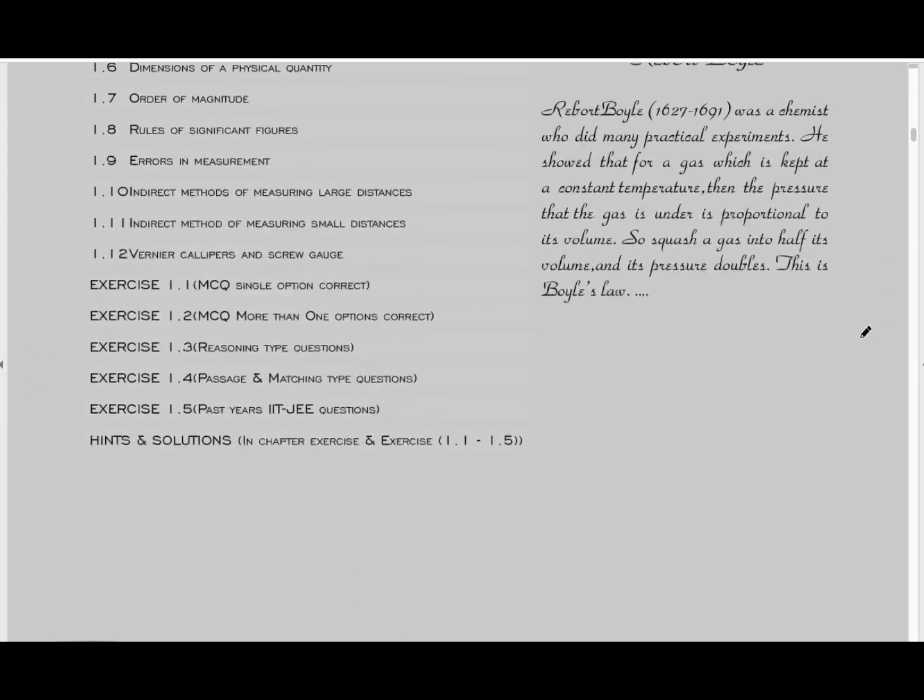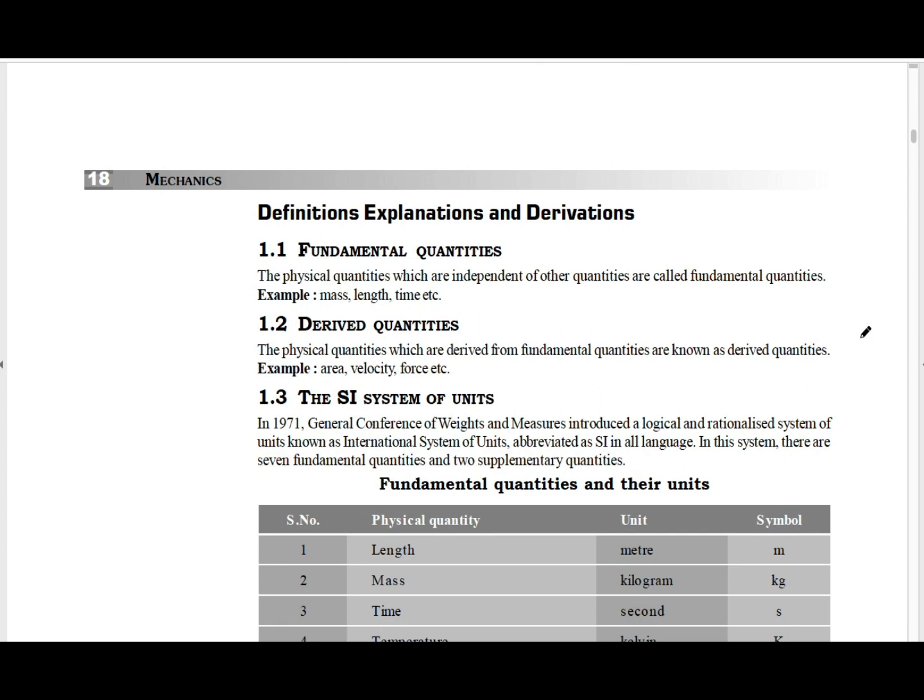So in units and measurement, what are fundamental units? Fundamental units are independent of any other quantities, and these are the basic physical quantities from which all the other physical quantities can be derived. Fundamental quantities are also known as the base quantities. There are three fundamental physical parameters, that is mass, length and time, and based on these three fundamental quantities we will derive all the other derived physical parameters.